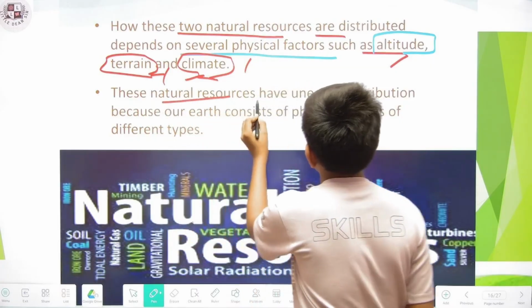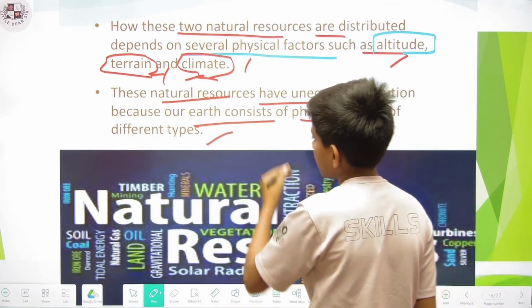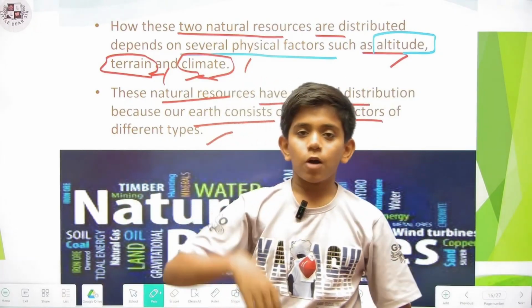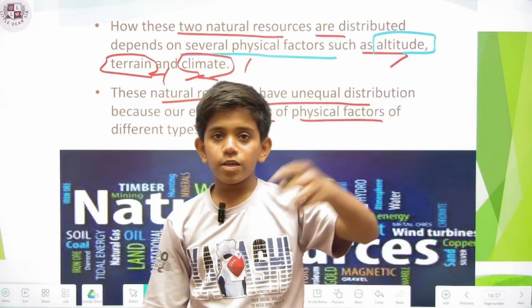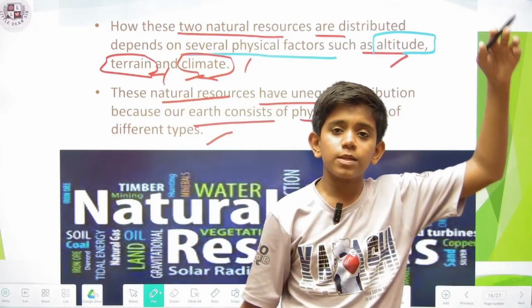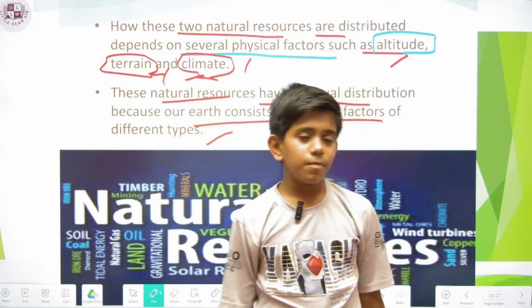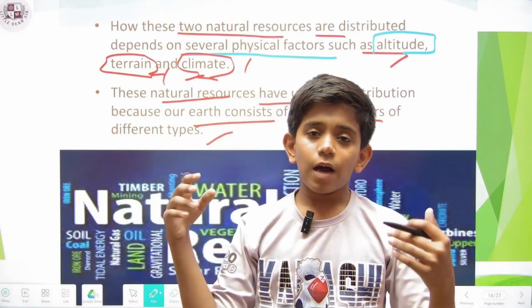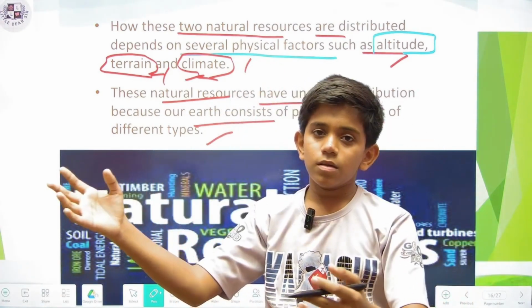These natural resources have unequal distribution because the earth consists of physical features of different types. Some places have plains, some have deserts, some have ice land, some have islands, somewhere we have plateaus, somewhere hills, somewhere mountains, and many other things, but they affect the availability of the resource.